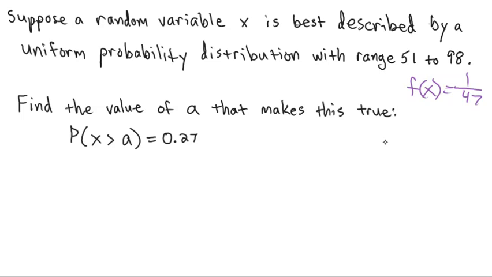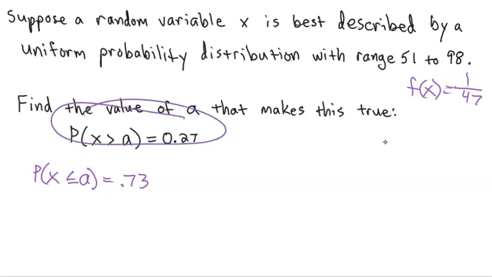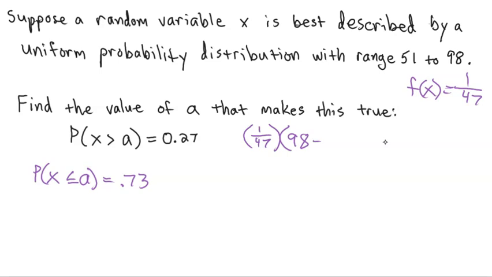And so we can either do it as x greater than a is 0.27, but another way we could do it is x less than or equal to a is equal to 1 minus 0.27, which is 0.73. So we can do it this way if we like that way, or we could do it this way. I'm going to do it this way, okay? So I'm going to take my 1 over 47 times my larger number, 98 minus a, is equal to my probability, 0.27.